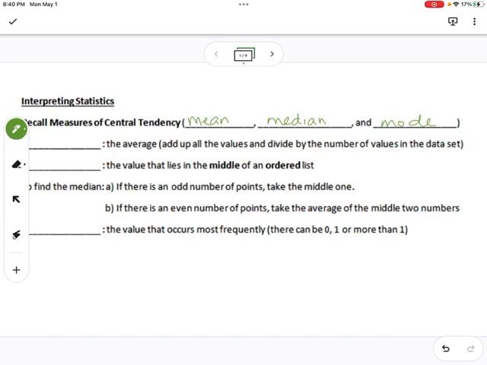Okay, so the first definition here, the average, adding up all the values and dividing by the number of values in the data set. So think to yourself, is this mean, median, or mode? So the average is our mean.